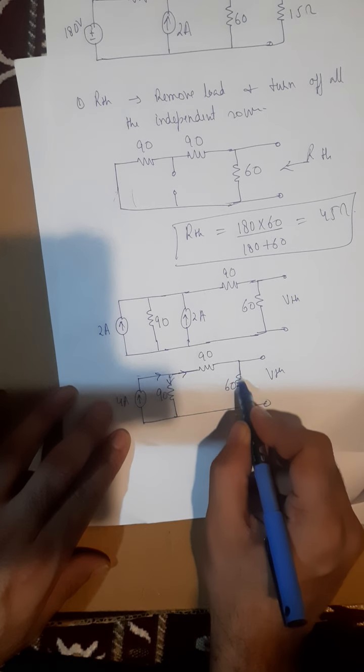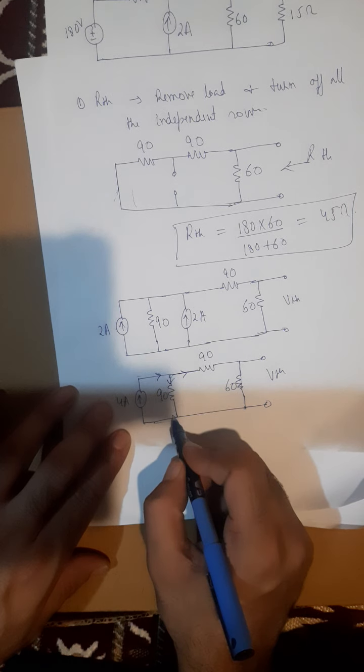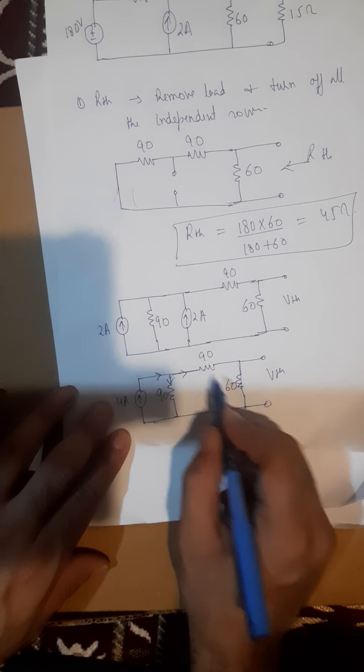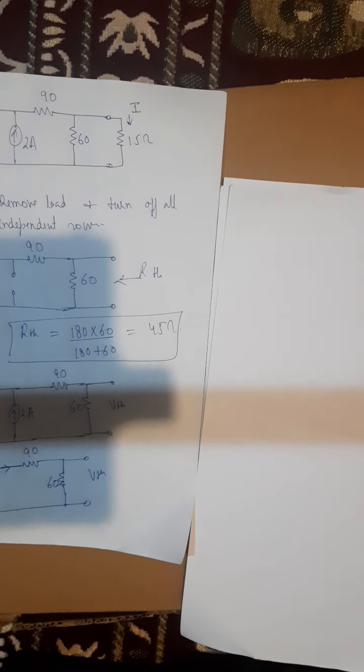So this current follows this path and returns here, and at this point this current will get added to this current. So 90 ohm is in parallel with 90 plus 60. I can simply use current division and calculate. I have taught you current division in the previous classes, so I will not teach you again.